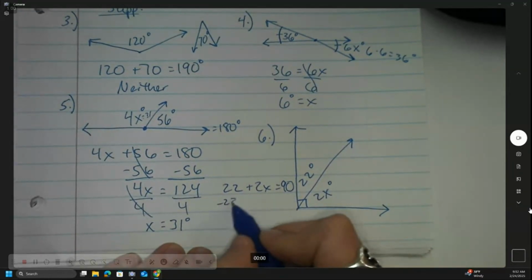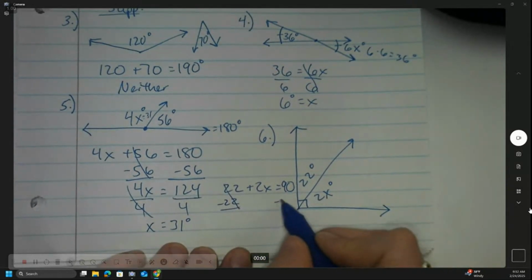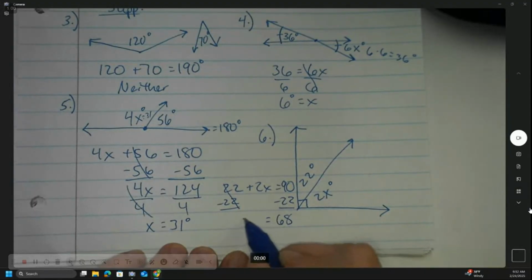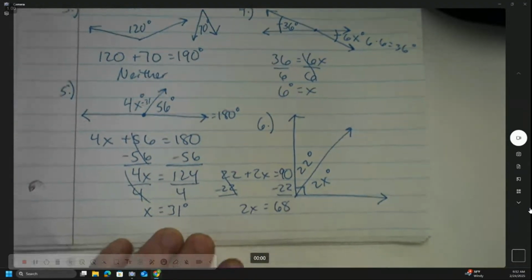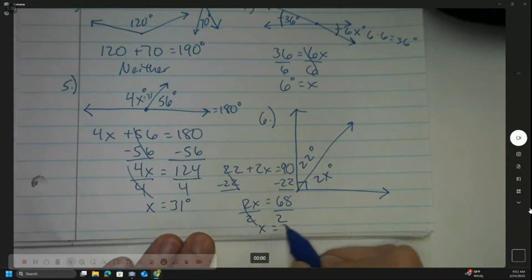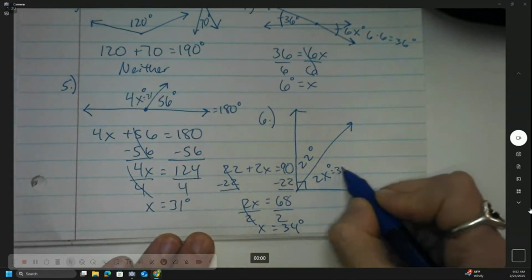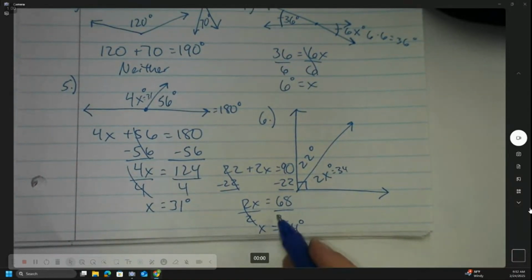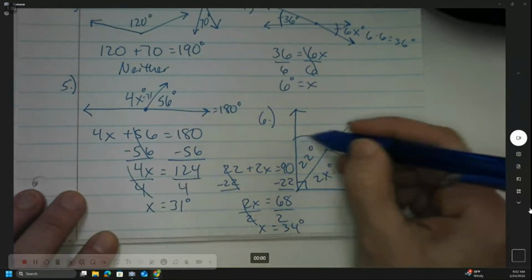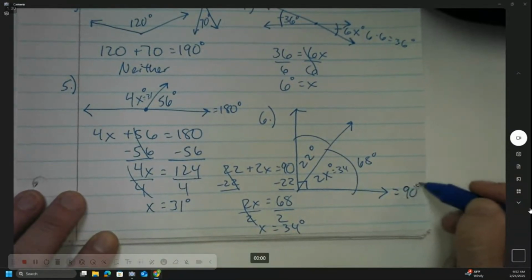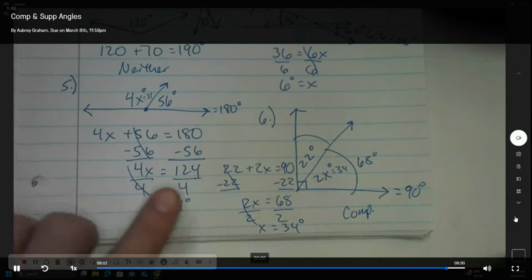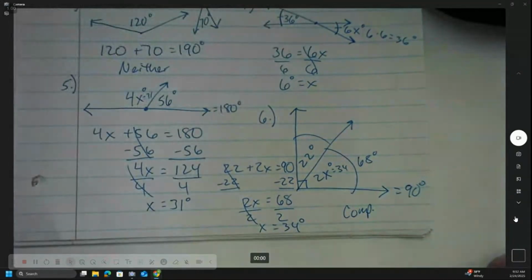2-step problem, I'm going to subtract 22 from both sides. 90 minus 22 is 68. Bring down your equal sign, 2 times x. The opposite of times is divide. You're going to divide each side by 2. X equals 34 degrees. Okay, and 34 doubled is 68. So this whole arc here is 68. And 68 degrees plus 22 degrees is 90 degrees. Complementary angles because they equal 90. This is a neither, this is a neither.